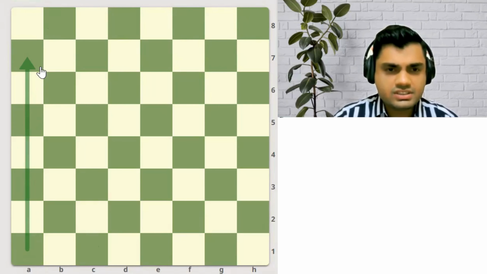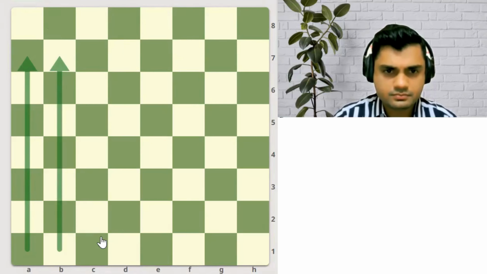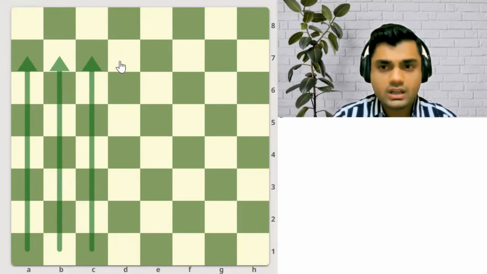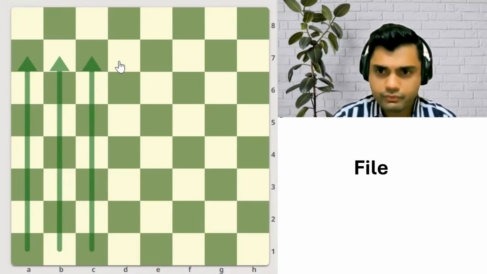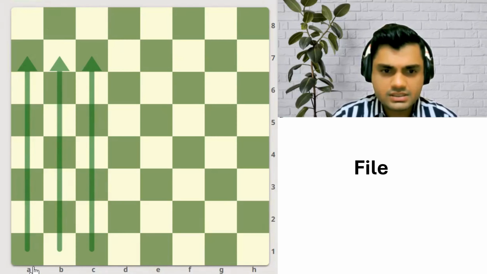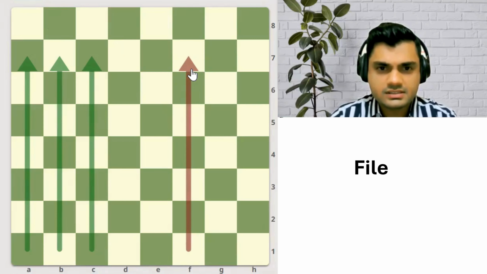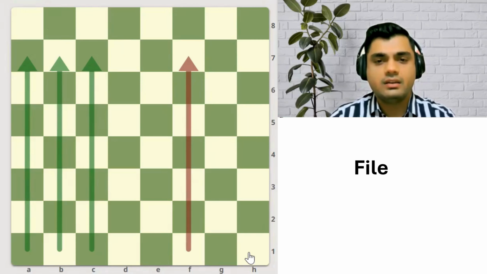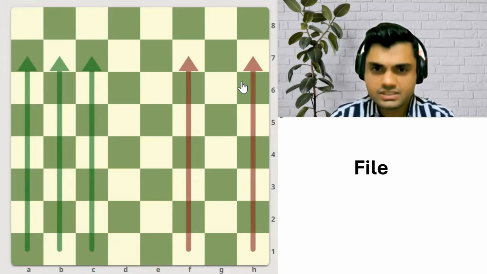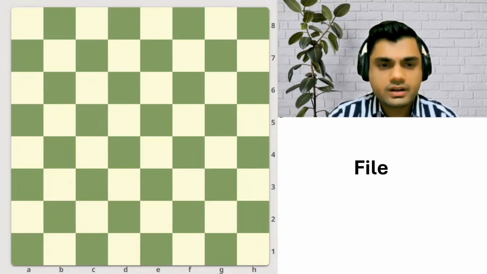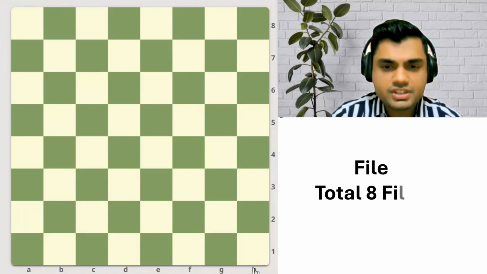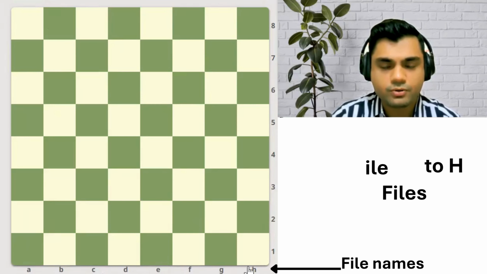Now can you see the standing lines over here? These are called files. For example, this is file A, this is file B, this is file C. Can you tell me which file is this? Correct, it's an F file. Which file is this? H file. Very good. Now, there are total 8 files on the chessboard from A to H. The name of every file is written here on the bottom of the chessboard.